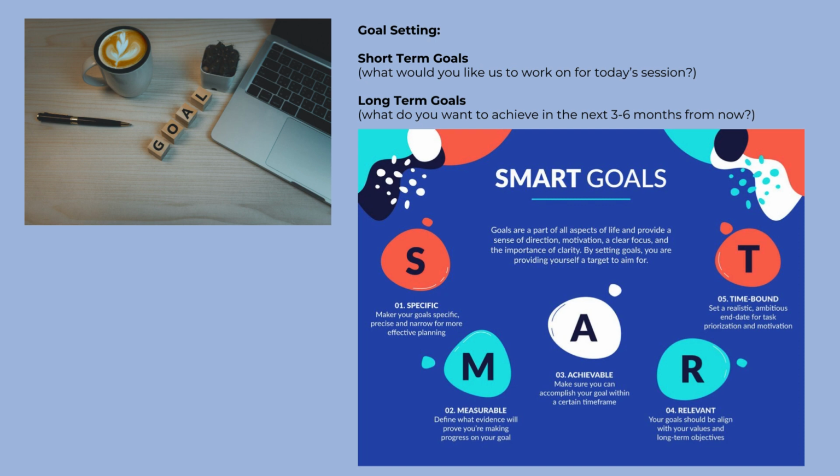Specific. Now, make sure your goals are specific, and clearly documented. When you are saying improve the ankle range of motion, what range of motion are we talking about? Are we talking about the dorsiflexion? Are we talking about plantar flexion? Are we talking about inversion? Are we talking about eversion? Make sure to be specific.